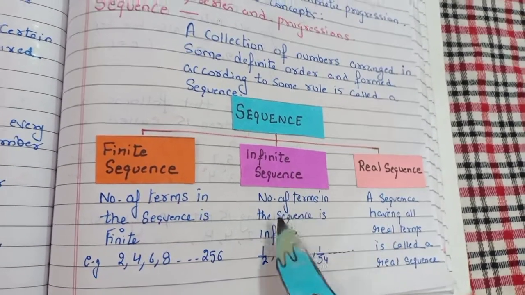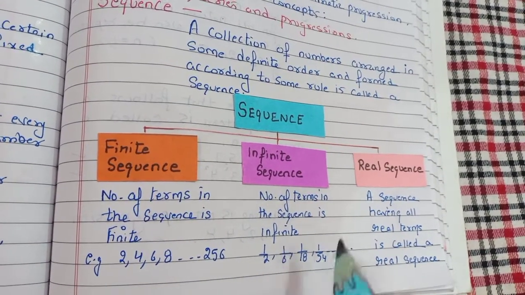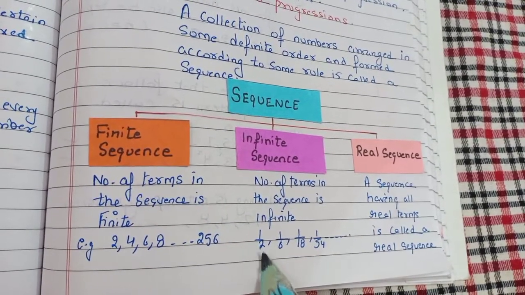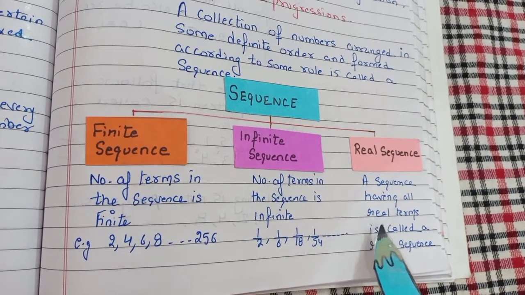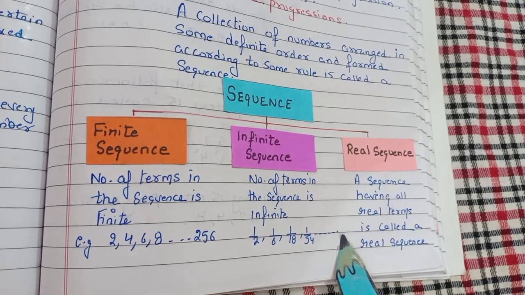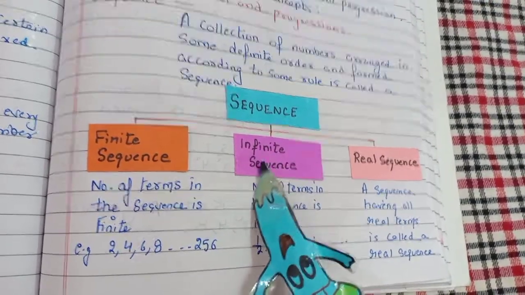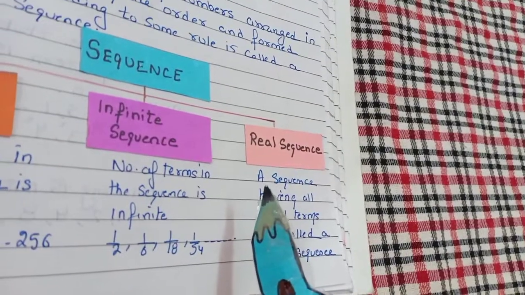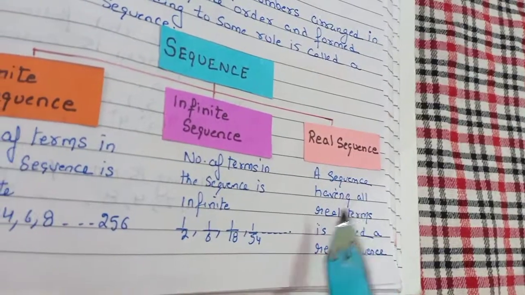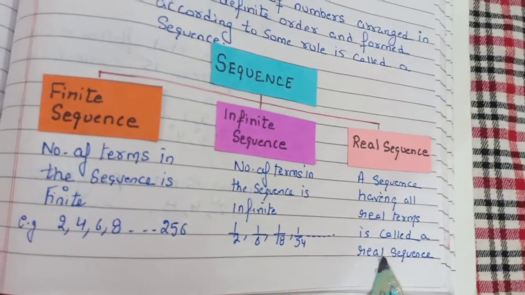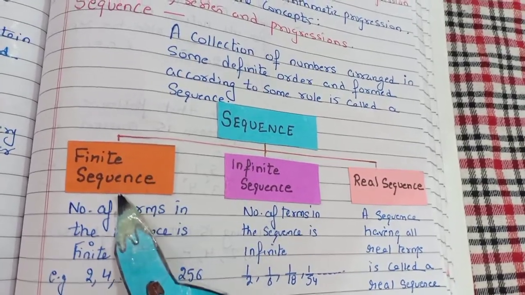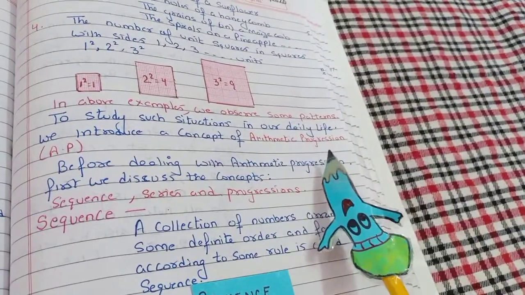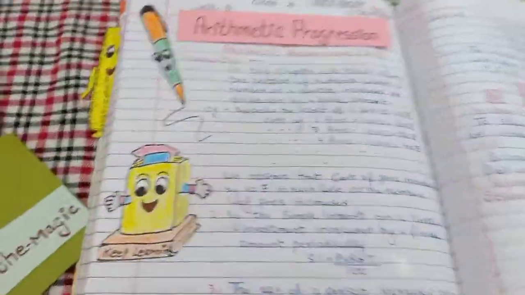Now, infinite sequence: the number of terms in the sequence is infinite. Here I am writing an example: 1 by 2, 1 by 6, 1 by 18, 1 by 54. It goes on increasing, but there is no end limit. That's why it is called an infinite sequence. Now, real sequence. A sequence having all real terms is called a real sequence. In this chapter, I am going to deal with the finite sequence for arithmetic progression. Okay. Let's go to the next page.